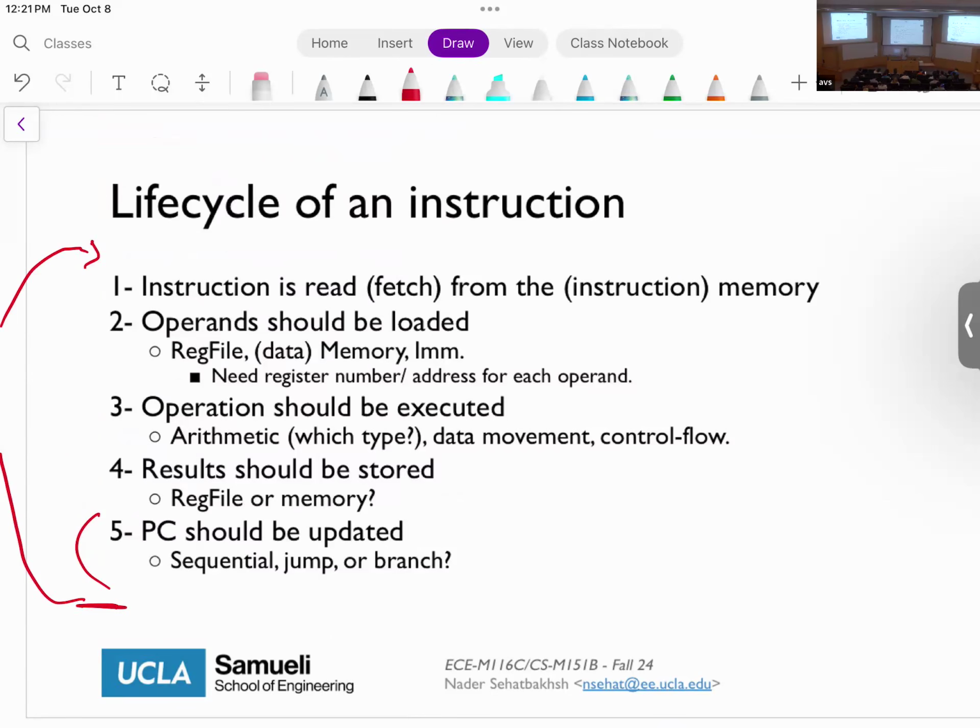For the rest of this lecture, I'm going to show you each of these steps one by one, and I'm going to show you how we actually implement these things, okay? Any questions so far?